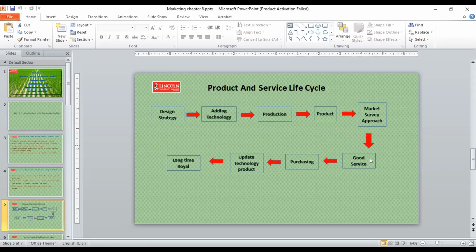This is good service and purchasing: how to purchase, how to sell, and how to give favor to the customer. And then we update technology and products, and we always analyze my products. And then we build a long-term relationship with customers, partners and other competitors. It's a product and service life cycle from start to end.